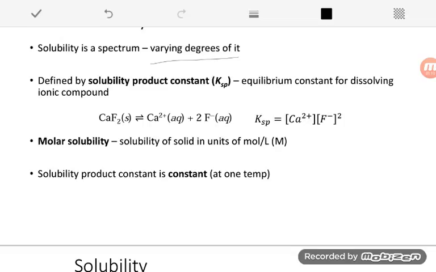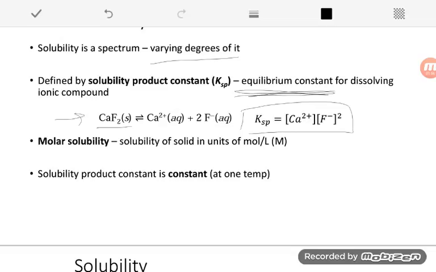So in order to quantify solubility, we use what's called the solubility product constant, or Ksp. So let's look at calcium fluoride as an example. If I take calcium fluoride as a solid and dissolve it in water to make aqueous calcium and fluoride ions, I can write an expression for that Ksp. And if we notice, all it is, is an equilibrium constant. It's just the calcium times the fluoride squared. Of course, the solid gets left out because solids don't get included in equilibrium constants.